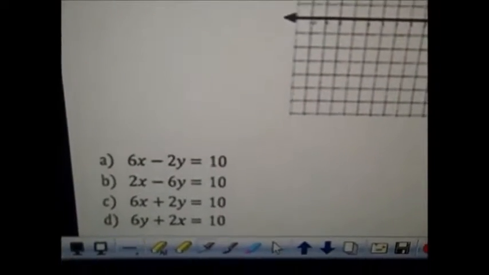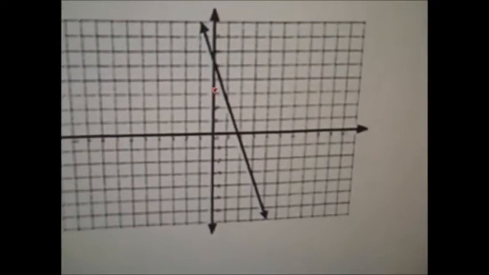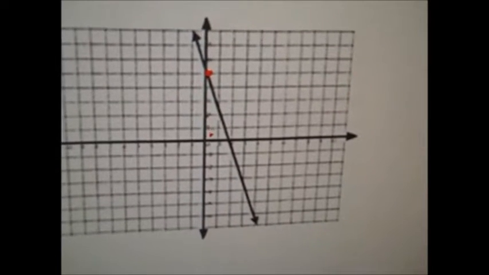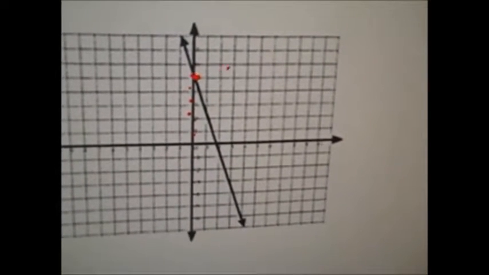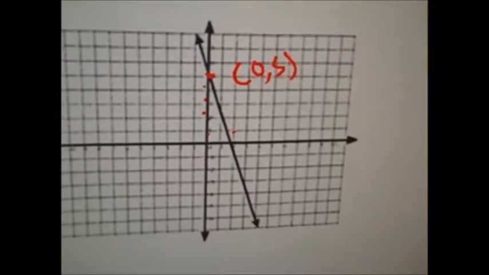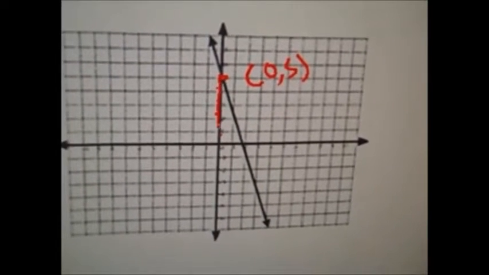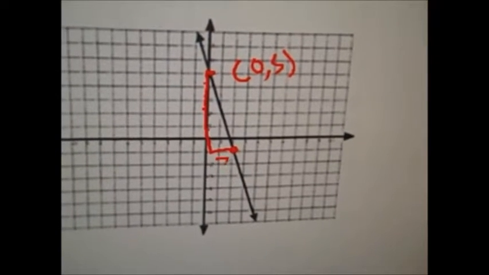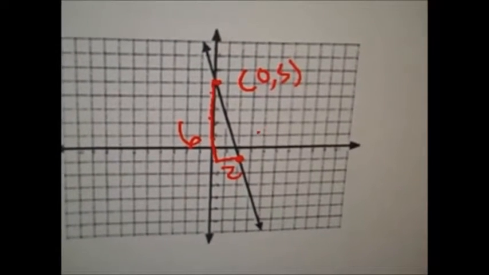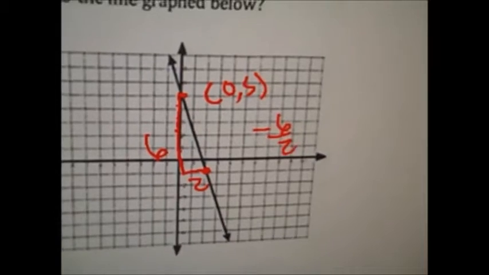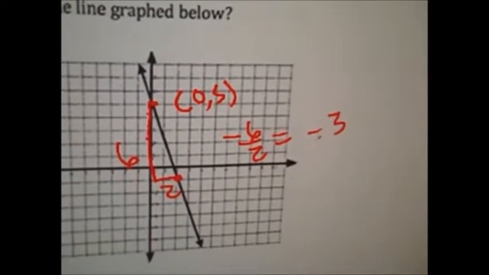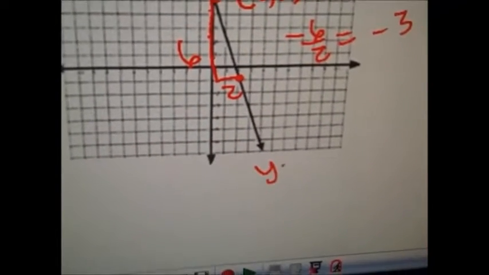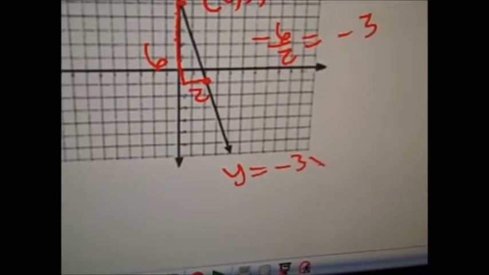It wants the correct equation for this. Look at the y-intercept right here, 1, 2, 3, 4, 5. The y-intercept is 5. And then the slope, down 6 over 2. In other words, that's negative 6 over 2, which is negative 3. You want an equation that's going to be y equals negative 3x plus 5.